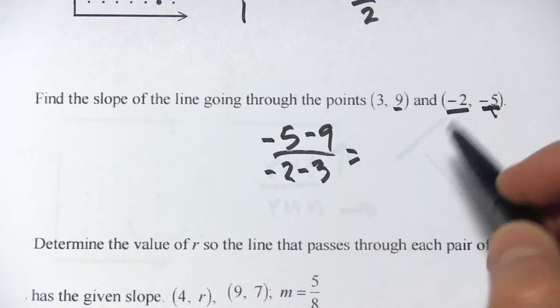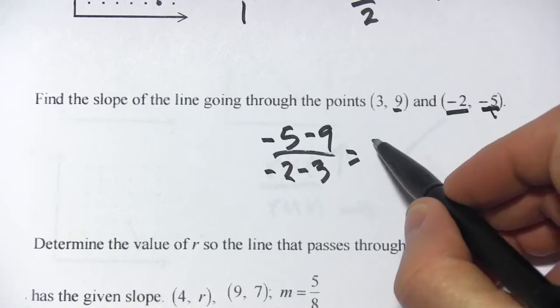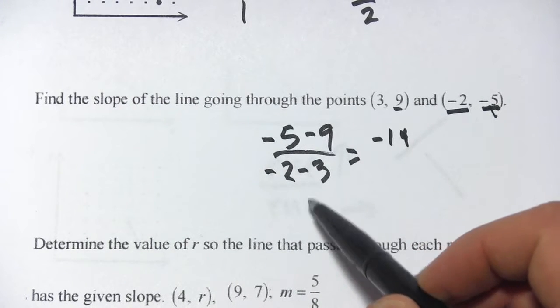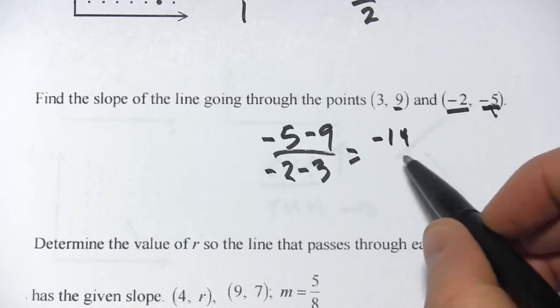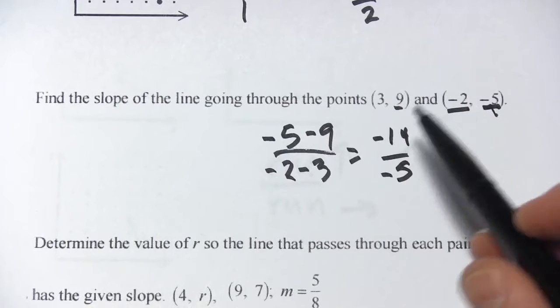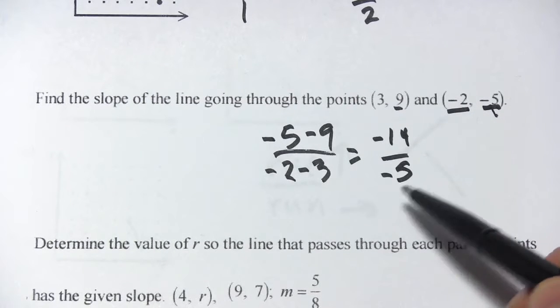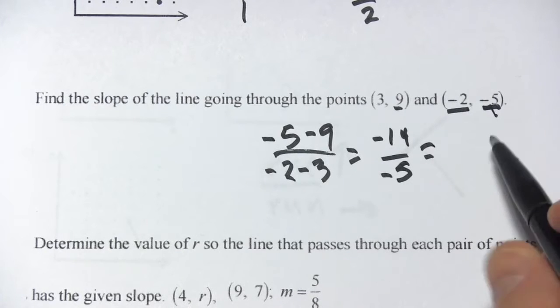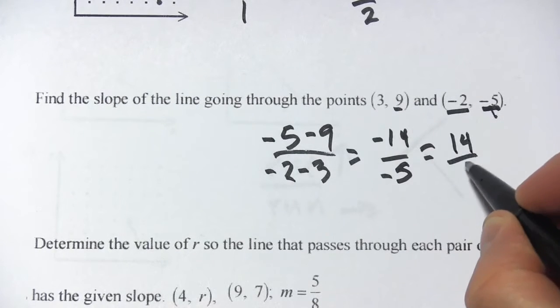So negative 5 minus 9 is going to be negative 14. And negative 2 minus 3 is going to be negative 5. So I have a negative over a negative. That is dividing a negative by a negative. So the answer here is going to be positive, a positive 14/5.